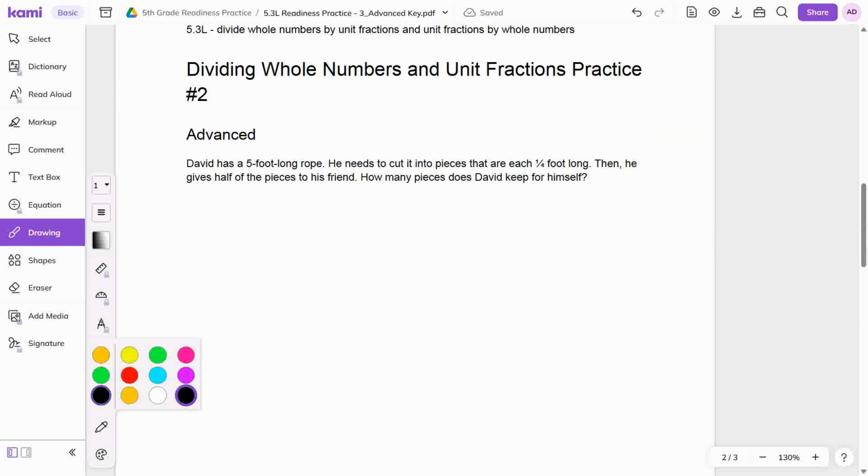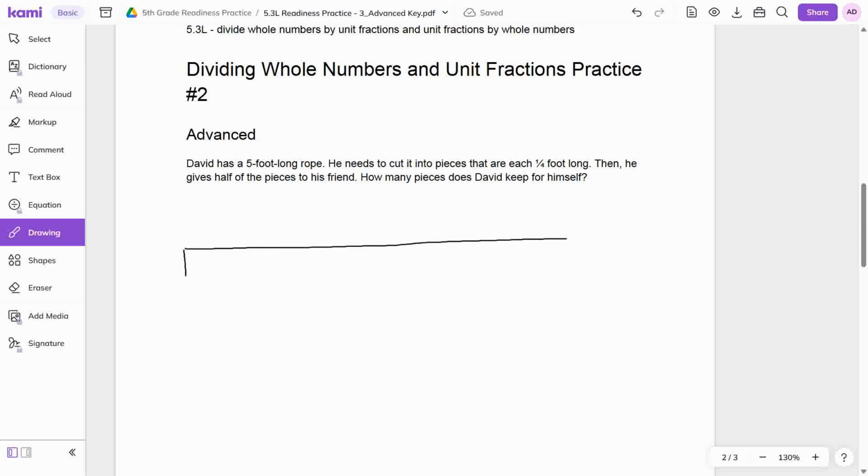There we go. So next, we've got a 5-foot long rope. He needs to cut it into pieces that are each 1/4 of a foot long. Then he gives half the pieces to his friend. How much does he keep for himself? All right, so let's take a long rectangle here. This is going to represent our rope.